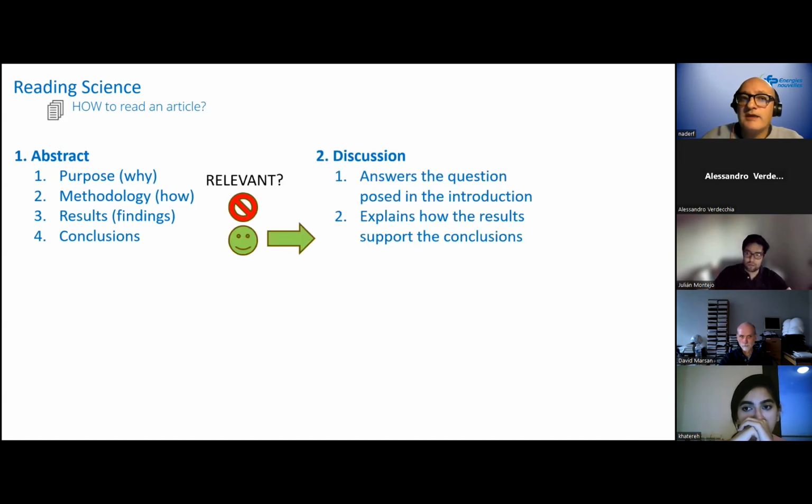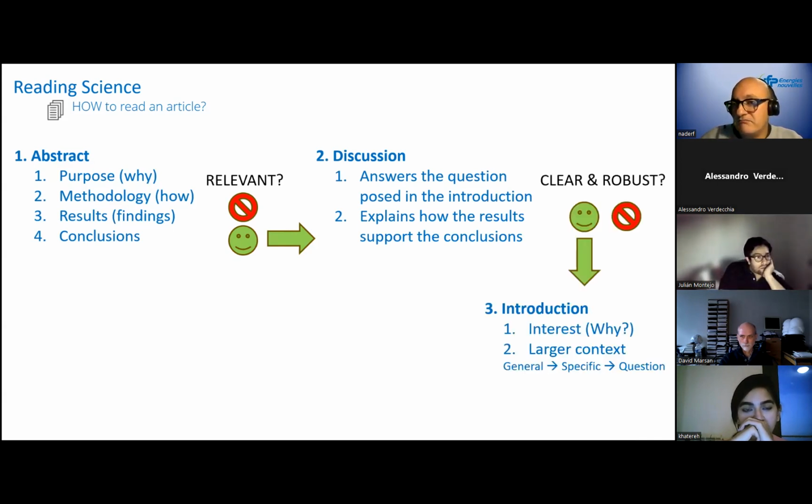So is it relevant to your work? Yes or no. If not, you stop. If yes, you go to the discussion. In the discussion, you will get answers to the question posed by the authors, and the explanation on how the results will support the conclusion. Here you have to think, is it appropriate? Is it clear? Is it robust? Do you agree? Or is it not so well argued? Again, if no, you stop.